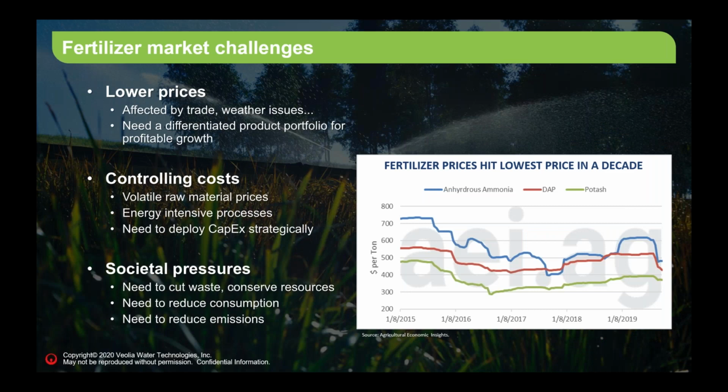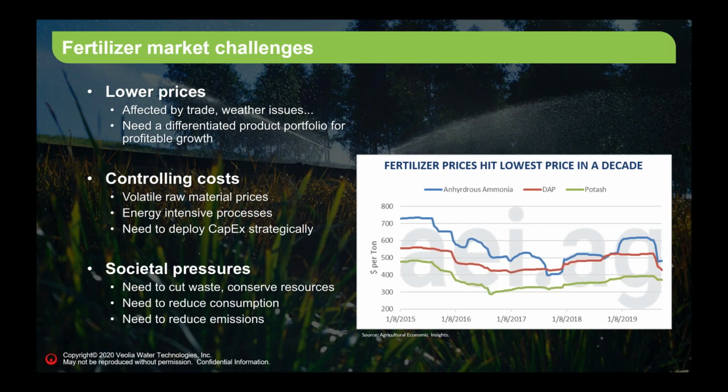Some of you, I'm sure, know what I'm talking about here, but the fertilizer market is suffering from lower prices of fertilizer products. So the fertilizer producers need a differentiated product portfolio to have profitable growth. Also, fertilizer producers need to control cost. Raw material prices are increasing, and the production of fertilizers is energy intensive. So the producers really need to deploy CapEx strategically in order to control these costs.